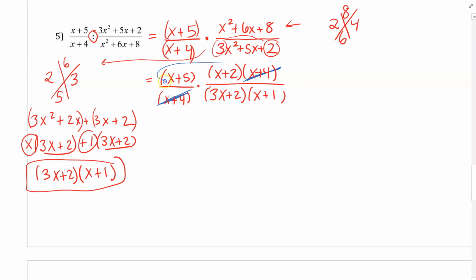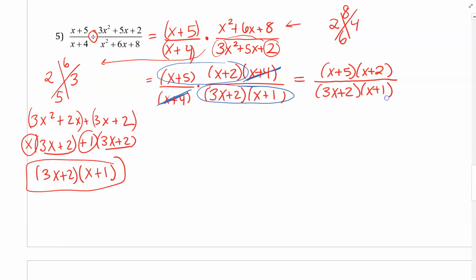So then I have to just multiply straight across these two together with those two. And you don't need to FOIL, just write it as a product. So the simplified answer for this would be the factors of x plus 5 times x plus 2 in the numerator, divided by the factors of 3x plus 2 times x plus 1 in the denominator. So that's my simplest answer. That's what I get when I divide these fractions.